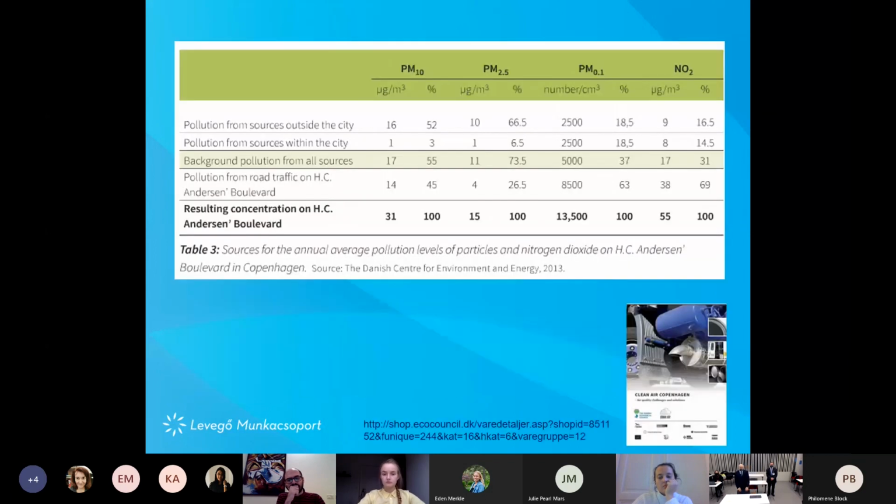This is from a Danish research from Copenhagen. We showed that really these bigger particles are from the background, from other sources in the city, but the small particles are mainly from the nearby road traffic. So please keep away from the big traffic as much as possible.